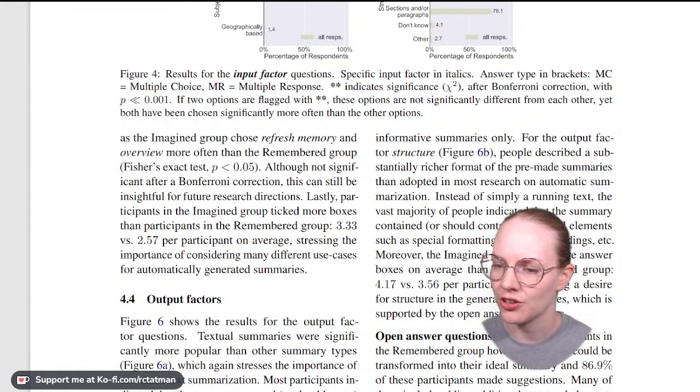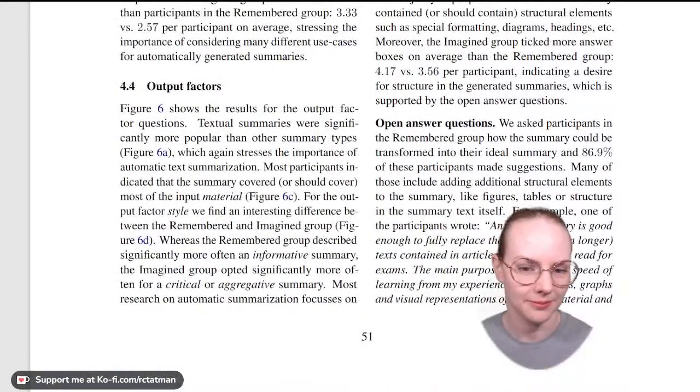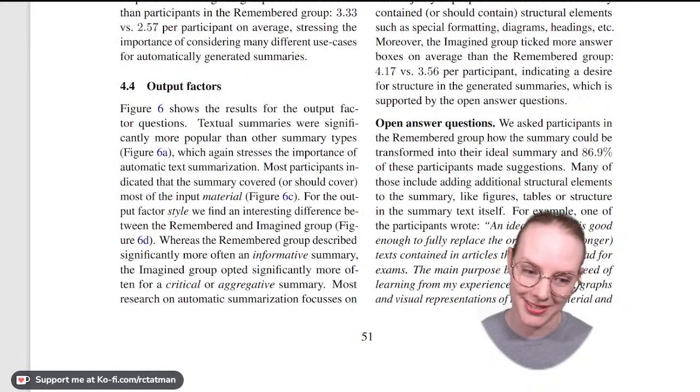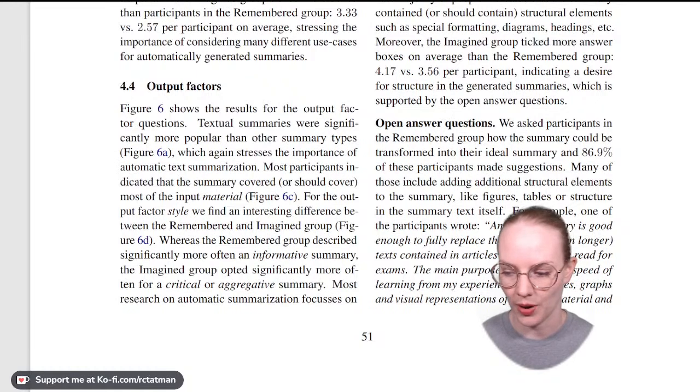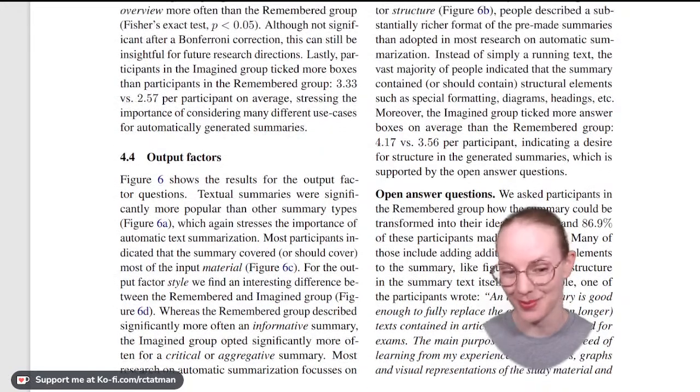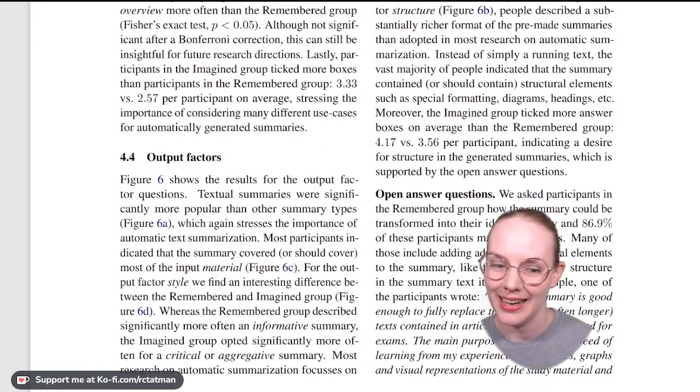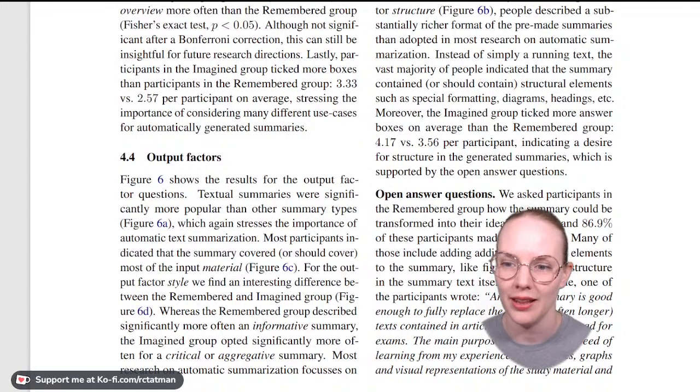For the output factor structure, people described a substantially richer format than the pre-made summaries than adopted in most research on automatic summarization. So basically what this is saying is, a lot of what students are actually looking for or imagining is not super well represented by the current research. Instead of simply running text, the vast majority of people indicated that the summary contained or should contain structural elements such as special formatting, diagrams, headings, etc.